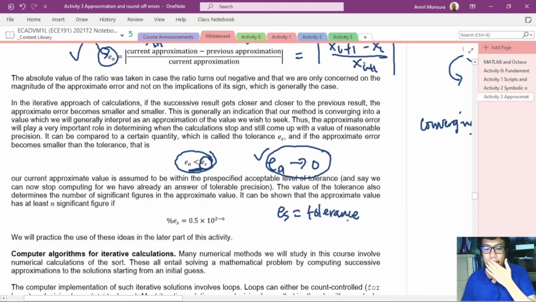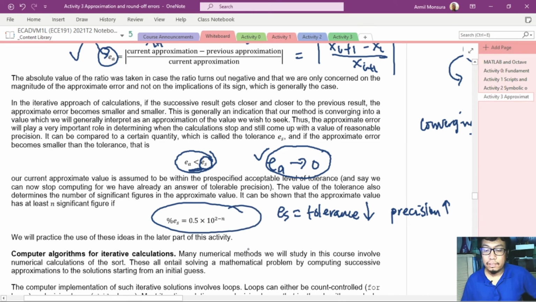Okay, that determines how precise we would like our answer to be. The lower this tolerance is, the more precise your answer, or the results, become. Actually, this tolerance is related to the number of significant figures in the answer. And this is the relationship. This is in terms of percent. In terms of percent tolerance, the number of significant figures is related by this expression.